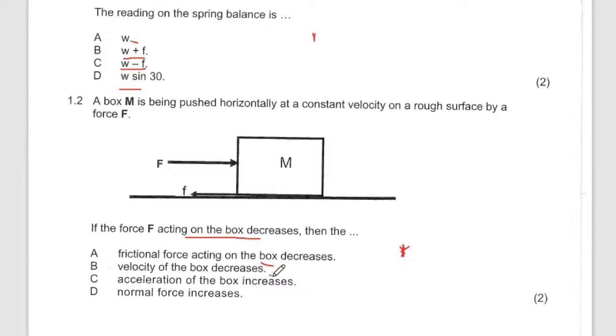That's automatic, because since the force is going to decrease, the rate at which it's moving will also decrease. Acceleration increases, the acceleration will instead decrease. The normal force increases. So between options A and B, I'll go for option B, which is kind of straightforward. The velocity of the box will decrease.